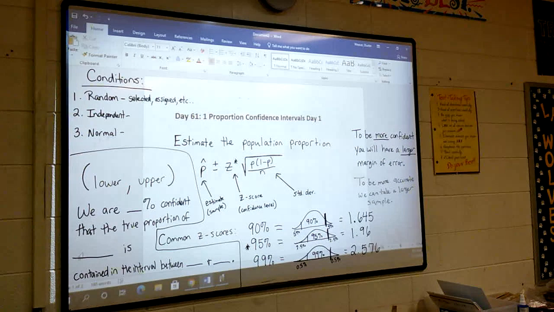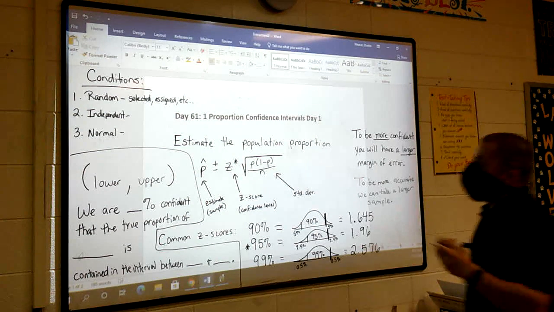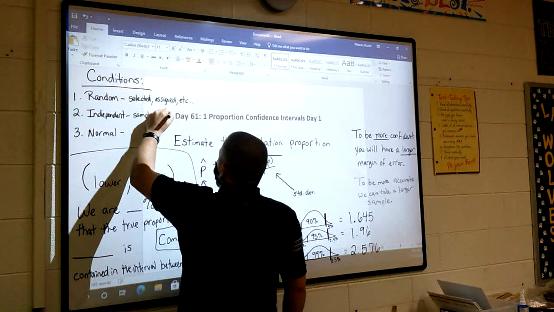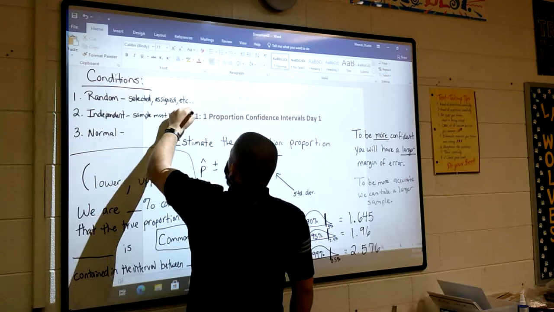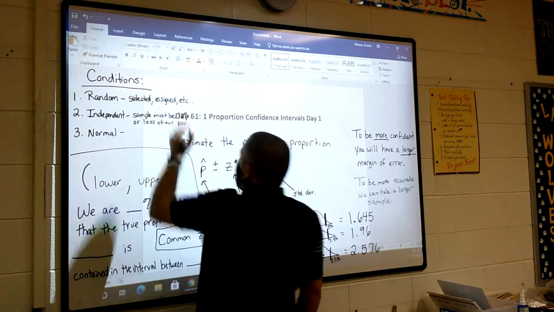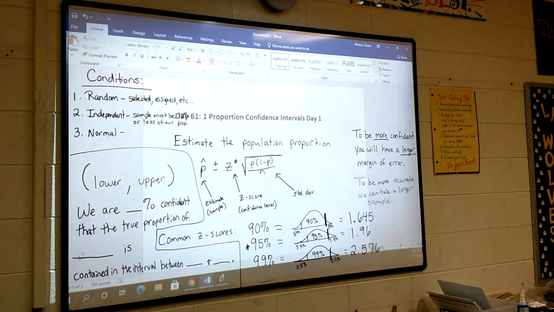Independent means, and I'll write this for later, to be independent, it means that our sample must be 10% or less of our population. Okay? Another way of writing that is that your population must be at least 10 times the size of your sample. So I've read it that way before too. Either way is fine. You either say your sample is 10% or less of your population, or you say that your population is at least 10 times the size of your sample.